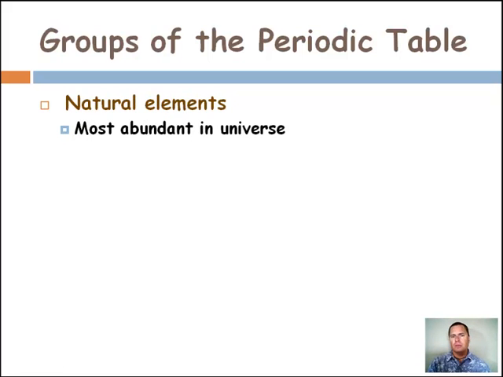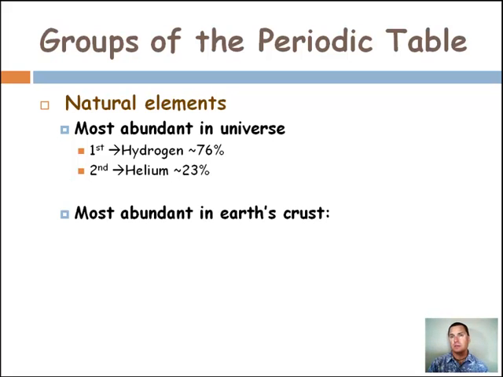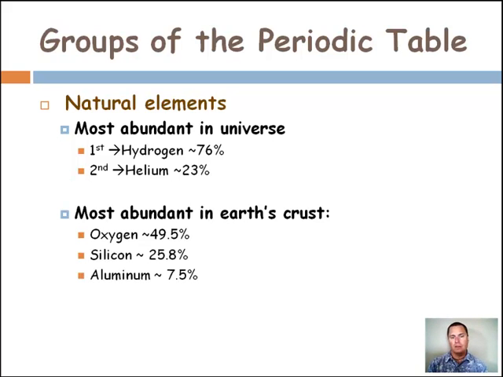Okay, the natural elements, if we look at their abundance in the universe, the most abundant is hydrogen, which makes up just over 3/4 of the universe, followed by helium. So 2 elements, atomic number 1 and atomic number 2, make up the majority of our universe. If we look at the Earth's crust, the most abundant is oxygen, about 49.5%, followed by silicon, and then aluminum, iron, and then calcium. Don't worry, I won't ask you the percentage of these. Well, those are the most abundant.